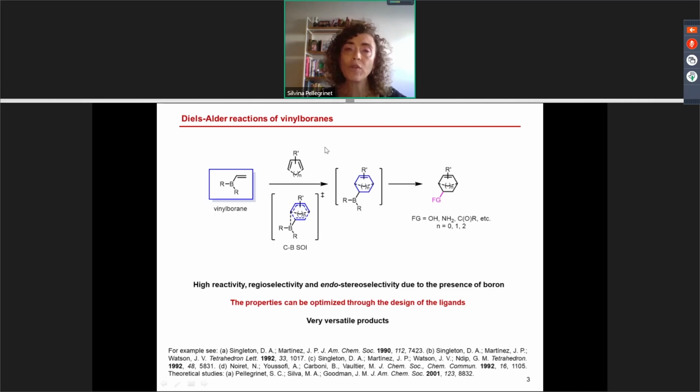And the products of these reactions can be converted into a range of compounds that cannot be accessed directly by Diels-Alder reactions. So we started by doing a theoretical study of this reaction to rationalize all the experimental results.